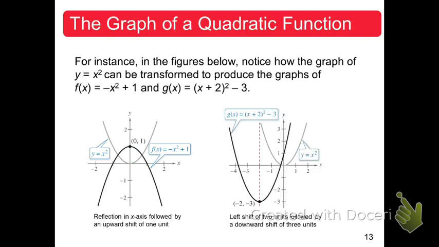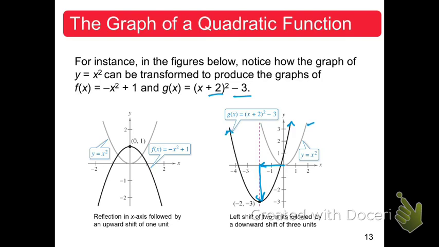Let's look at our second function. When we look at our second function, we have our parent function x squared. Okay? The plus 2 means I'm going to go to the left 2. The minus 3 means I'm going to go down 3. Okay? And so I have a positive, so it is pointing upward.